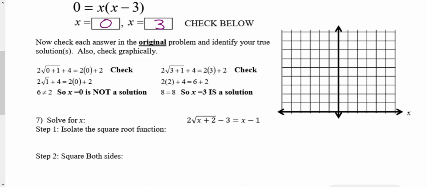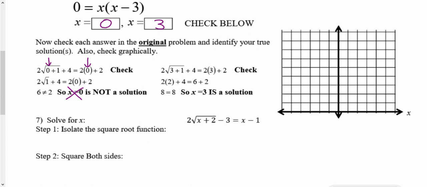To check the answer algebraically, I have to make sure I plug 0 and 3 into the original problem and identify if my solutions work. So let's start with that. My original equation was 2 times the square root of x plus 1, so I replaced that x with 0, plus 4 equals 2x, so again I replaced that x with a 0 also, plus 2. So does this work? If I simplify this equation, I get 6 equals 2. Well, that's not true. So x equals 0 is not a solution.